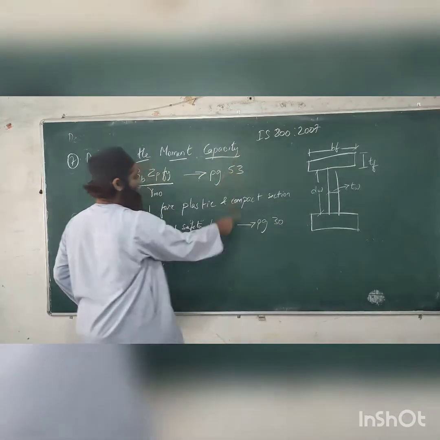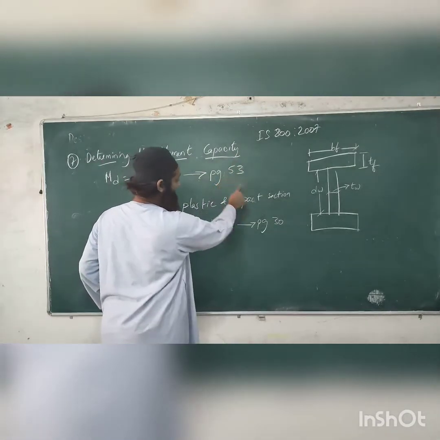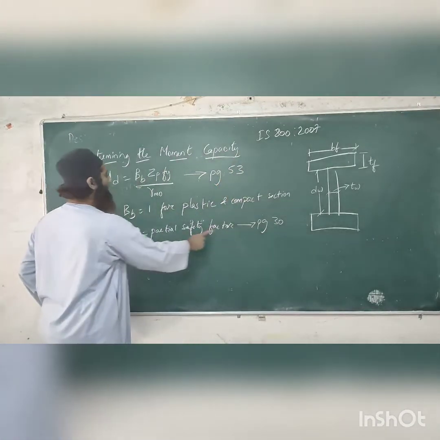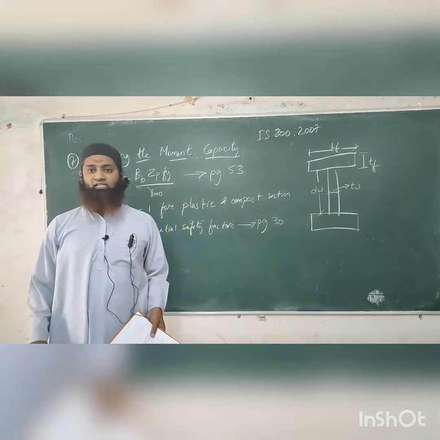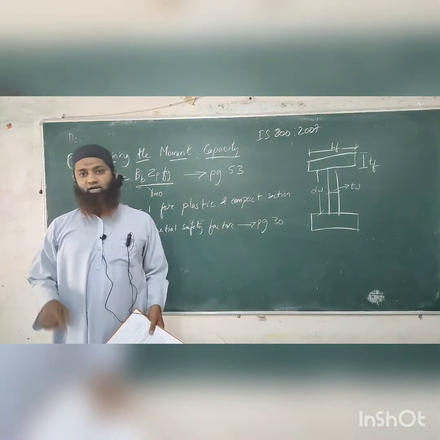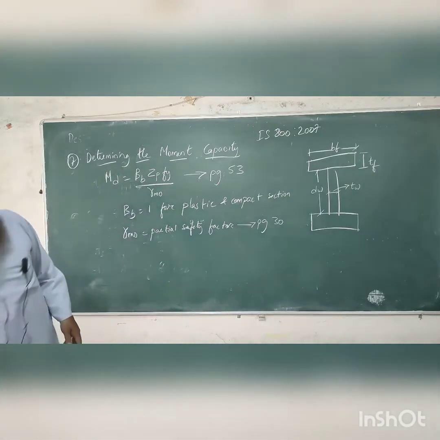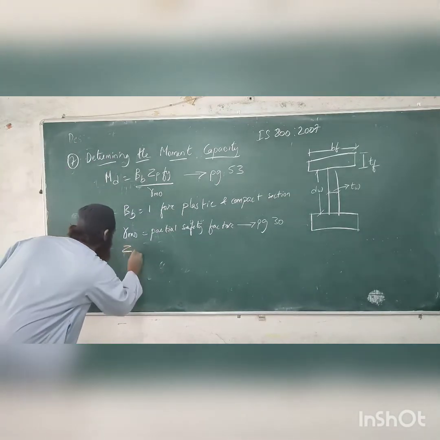Okay, hope you all will see IS 800. This is in page 53. From there you will get gamma m0 in page 30. Now what is ZP? That is plastic modulus. ZP is plastic modulus. Now what is that? Plastic modulus ZP is, how do you get that?